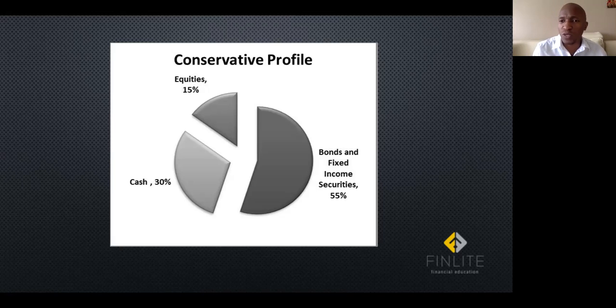So this person still wants to get money. They don't just want to put money away. They want some form of consistency in terms of that income, and they are putting in little risk, or they are willing to stomach some volatility or risk through 15% exposure to the stock market, as we know that equities are one of the riskiest asset classes that are out there. So that's a conservative profile.